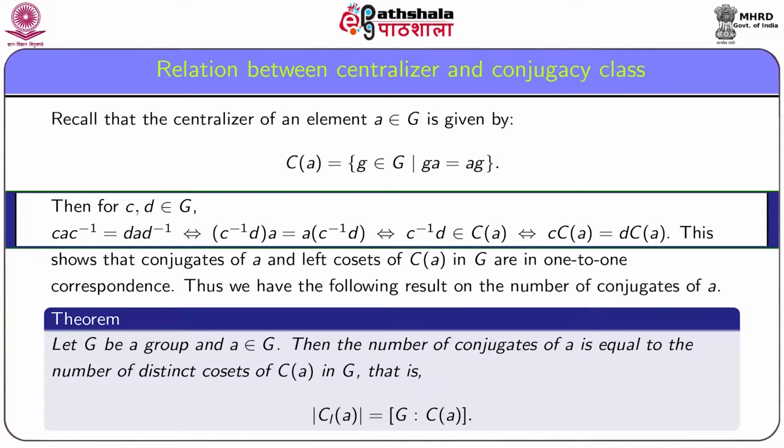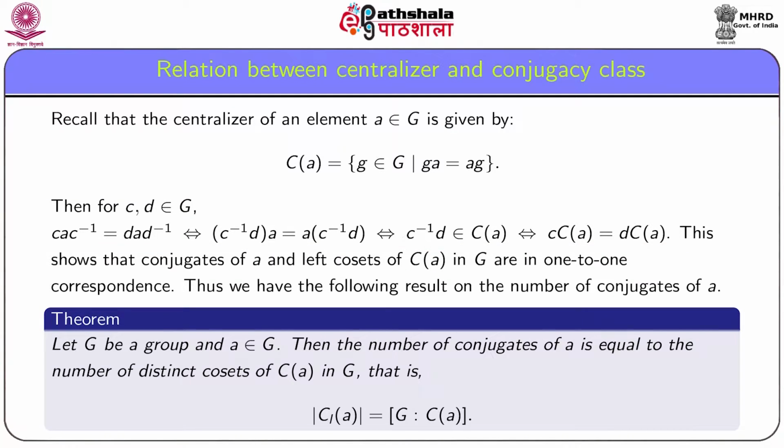Then for c, d in G, cac inverse is equal to dad inverse if and only if c inverse d a is equal to a c inverse d, and this is if and only if c inverse d is in the subgroup C(A), if and only if the left coset of c determined by C(A) is equal to the left coset of d determined by C(A). This shows that two elements c, d in G give the same conjugate of A if and only if they give the same left coset of C(A).